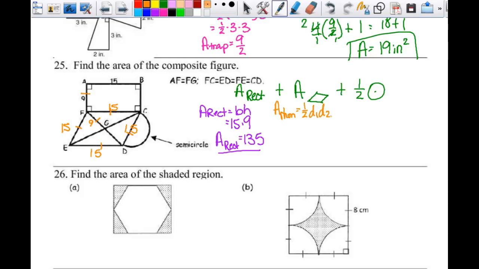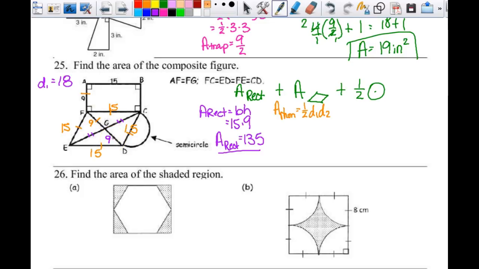So I have to find the diagonals. Well, I know that this part is 9, so what is this part right here? 9. So I can say d1 is 18. The diagonals bisect each other. These two pieces are congruent, but they are not congruent to these two pieces. The diagonals are not congruent unless you have a rectangle.